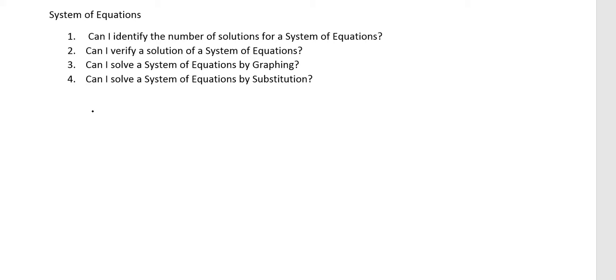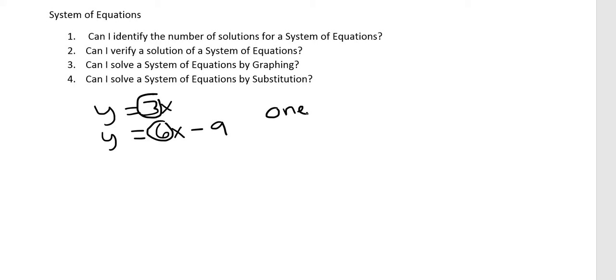So if I give you a system that is y equals 3x and y equals 6x minus 9, when we look at these two equations, we can see that these lines have different slopes. And if they have different slopes, that means they are going to cross each other at one point. So there would be one solution.